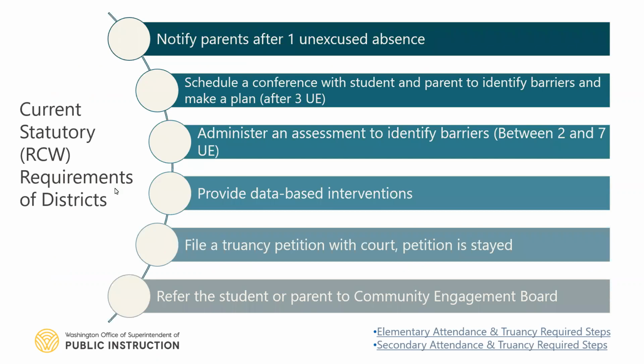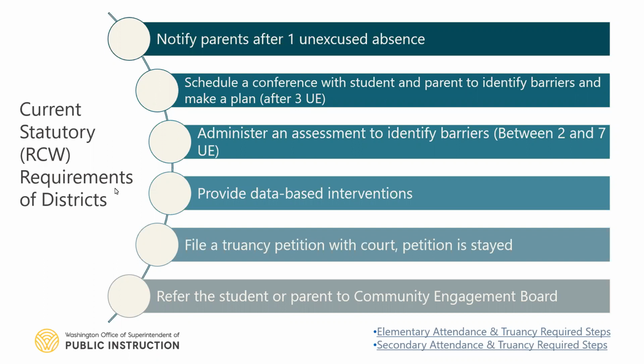The current statutory requirements of districts are these. These are high level. More detail can be found in the 2 documents linked at the bottom and in the RCW. So this isn't meant to stand on its own, to be complete. But as an overview in general, school districts are required to notify parents after 1 unexcused absence. After 3 unexcused absences, the school is required to schedule a conference with the student and the parent to identify barriers to attendance and make a plan to address them.